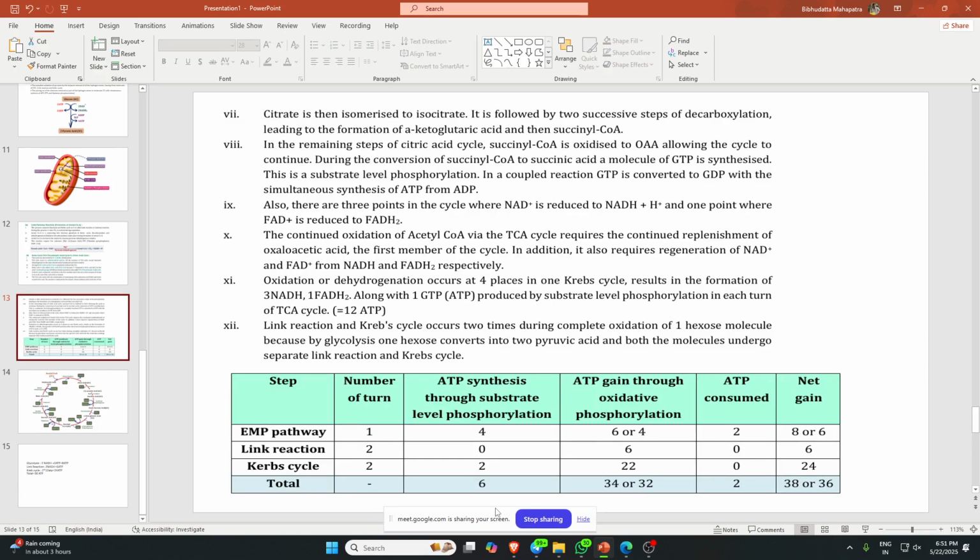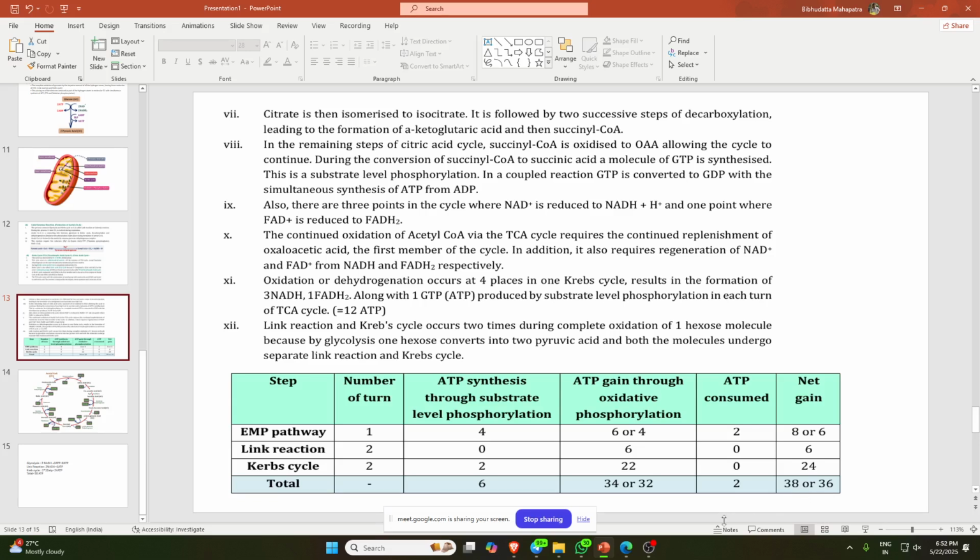There are some concepts where generally this 38 and 36 will come. Generally this 38 is used in the liver, lungs and kidney. But in neuron it will be 36, because one NADH will be different. There is a concept there, I will take you to the next class. So 38 ATP is generally the net gain.